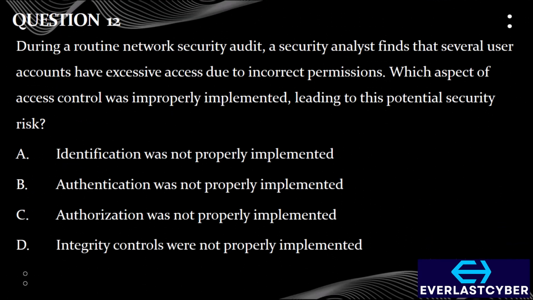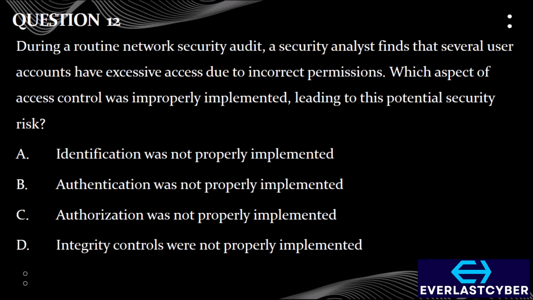Question 12. During a routine network security audit, a security analyst finds that several user accounts have excessive access due to incorrect permissions. Which aspect of access control was improperly implemented, leading to this potential security risk? A. Identification was not properly implemented. B. Authentication was not properly implemented. C. Authorization was not properly implemented. D. Integrity controls were not properly implemented.